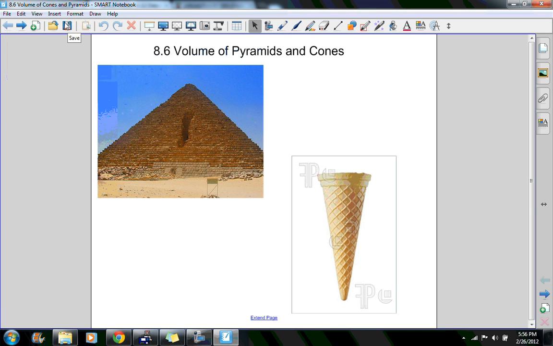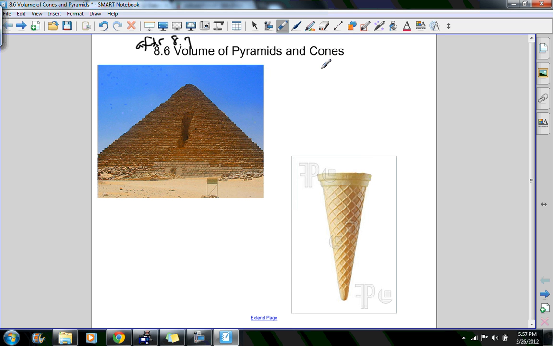Alrighty, 8th graders, this is going to be the volume of pyramids and cones. This will come after section 8.7, and the reason why is because I feel like the book put them in the wrong order. So this is after section 8.7, and then the next section is 8.8. Seems strange. Okay, what we have here are pictures of a pyramid on the left and an ice cream cone on the right, because we are going to be working with pyramids and cones.